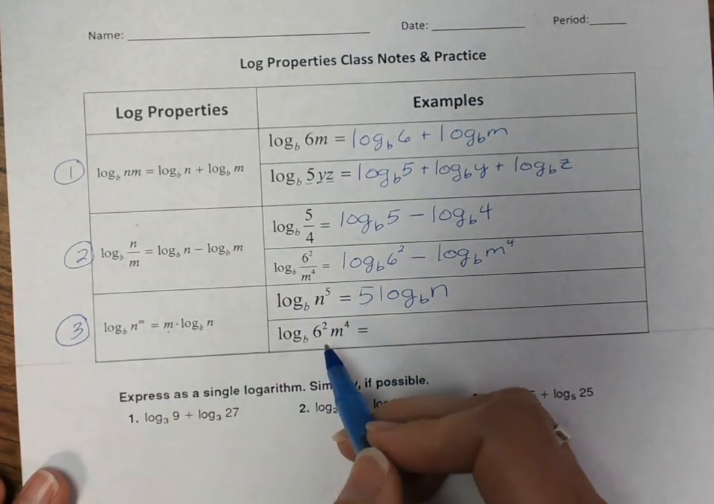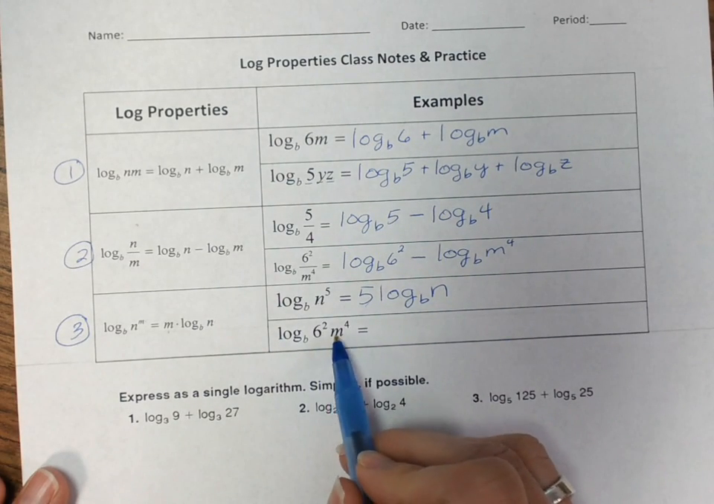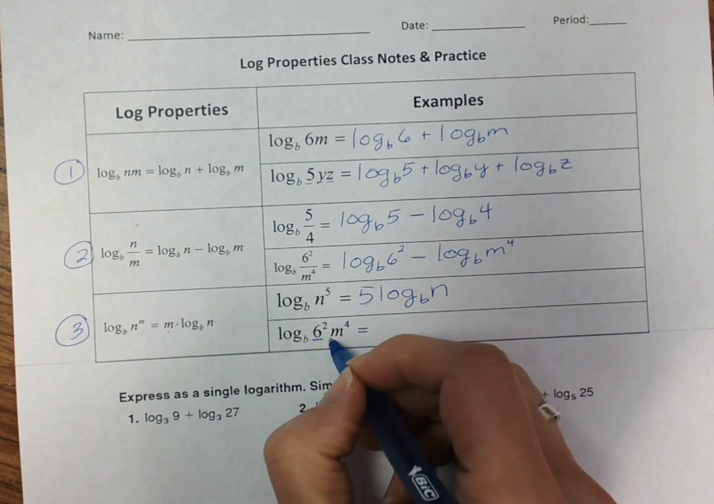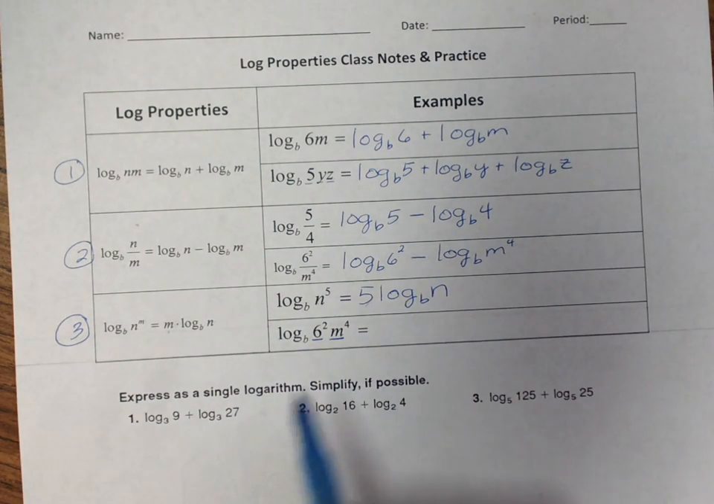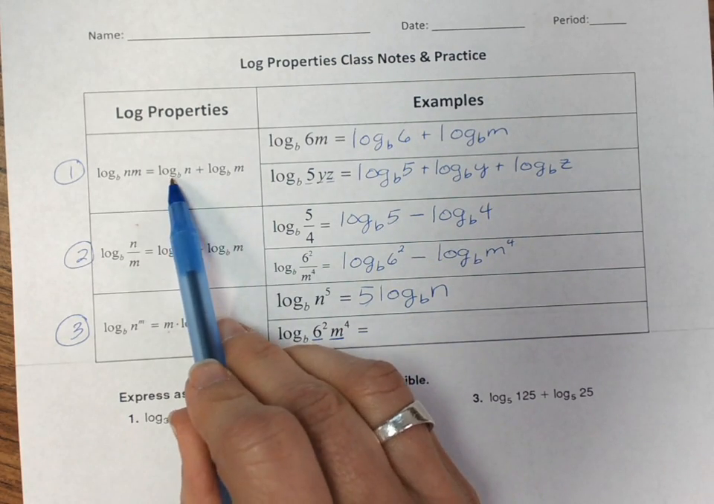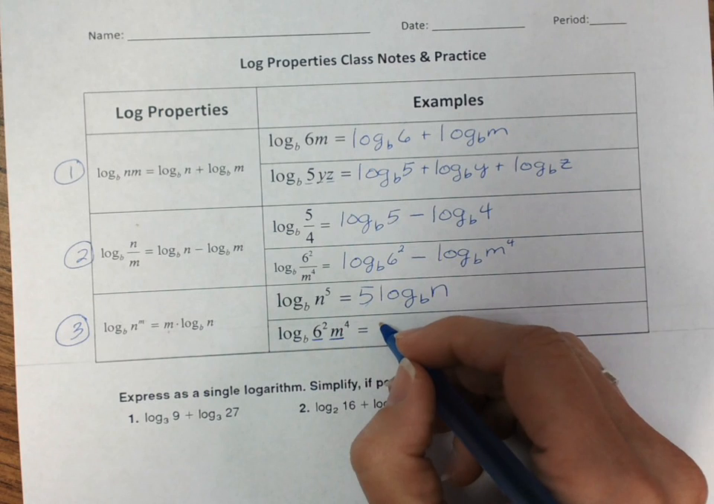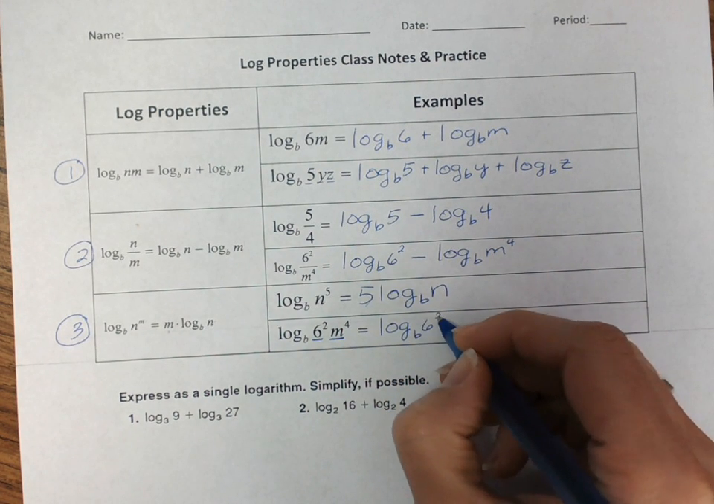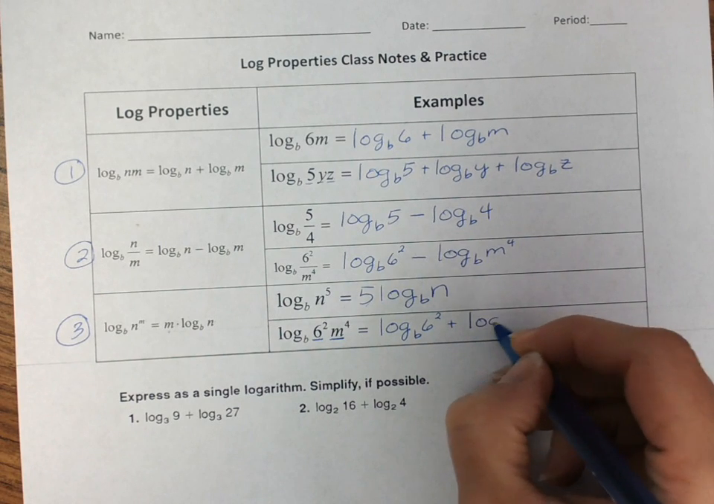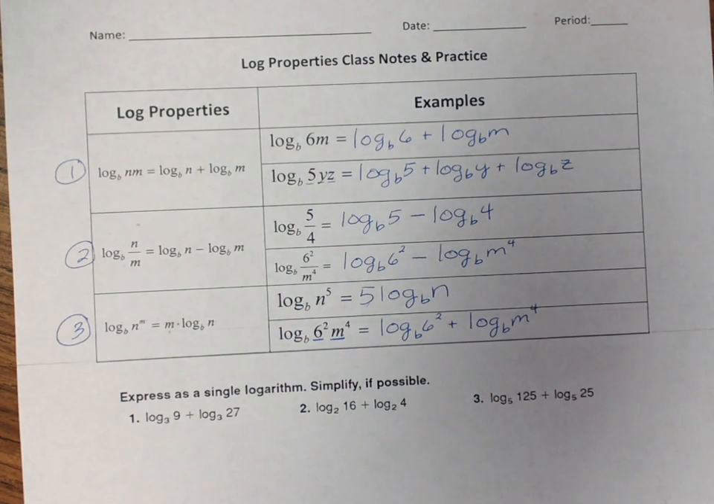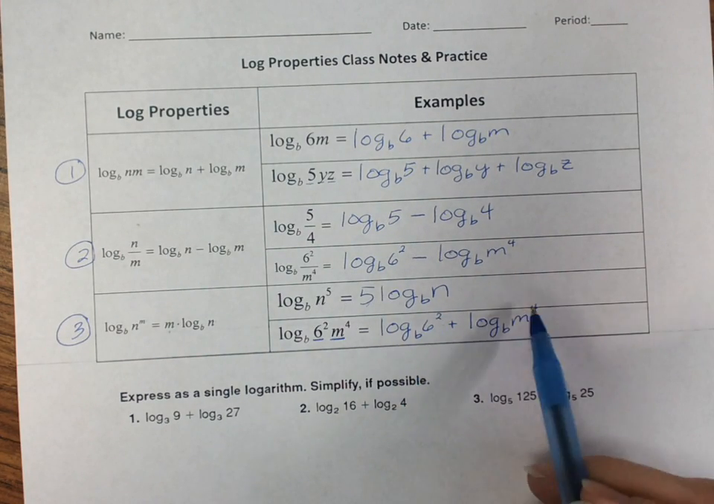Now here I have a couple of different things going on. I have 2 things in here being multiplied together, and I have exponents. So we're going to break this down in a couple of different ways. First of all, when I'm multiplying things, I can break it down by addition. So let's do that first. So this is going to be log base b of 6 squared plus log base b of m to the 4th. And then I can pull those exponents out to the front.